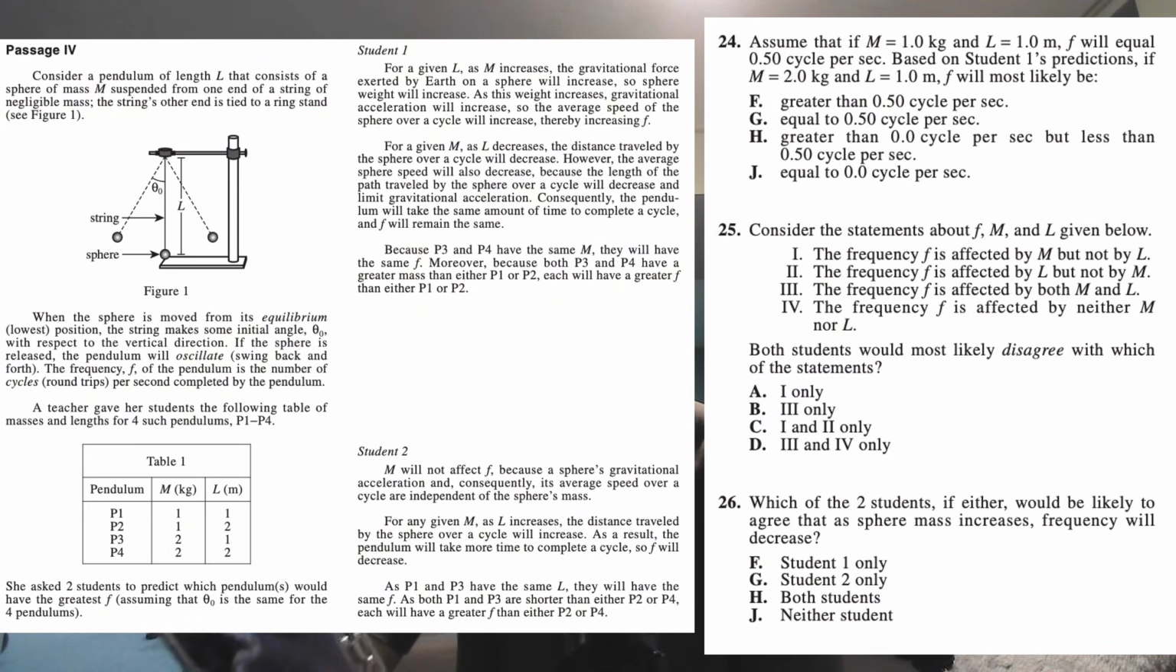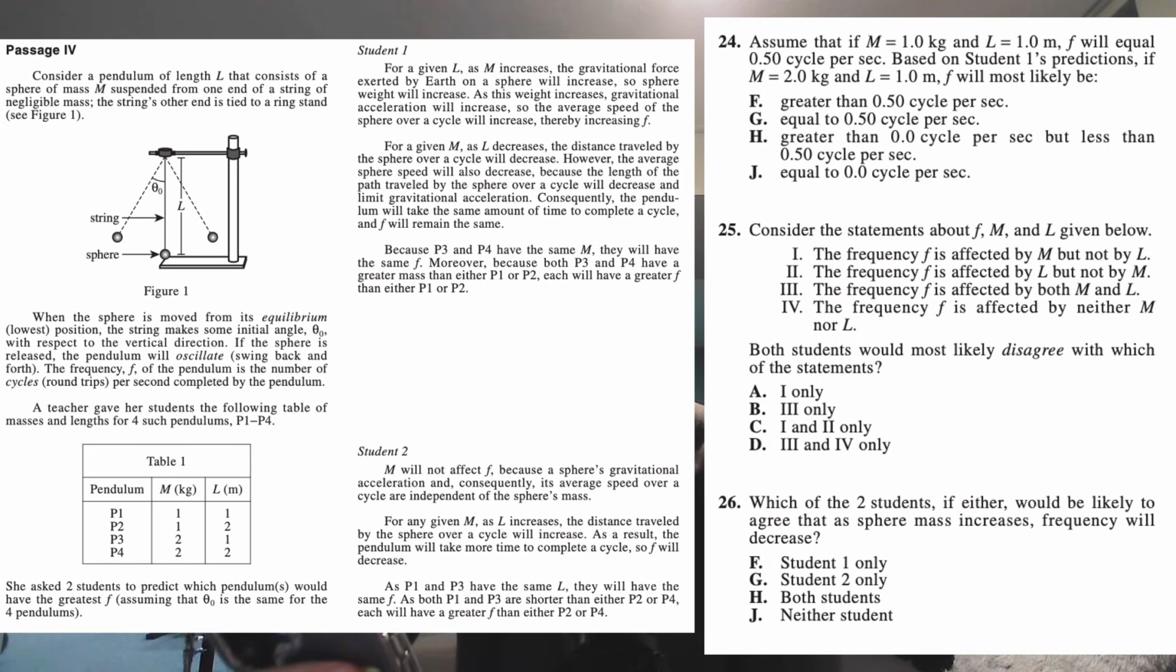So let's look at student 2. Student 2 says M will not affect F, but as L increases, F will decrease. So student 2 believes that L will affect F, right? That means both students believe that this statement is false and they disagree with it. So that means it's true, and that is one of the answers, meaning that D has to be the correct answer. All right, let's move on to question 26.